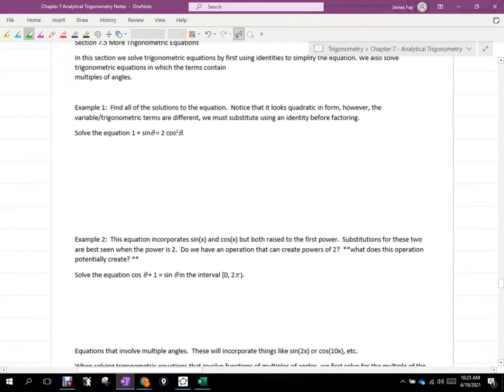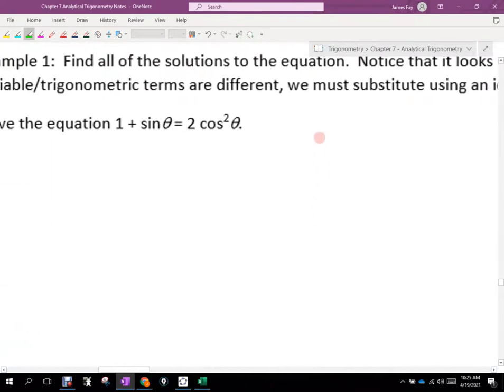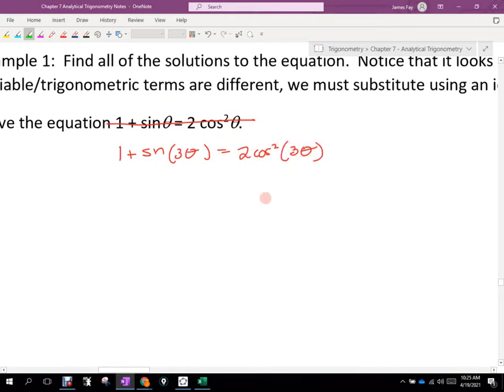It's the first one, okay? But we're going to adjust it a little bit. So let's put a line through that one. Let's not do that one. Let's actually go 1 plus sine of 3 theta equals 2 cosine squared of 3 theta.